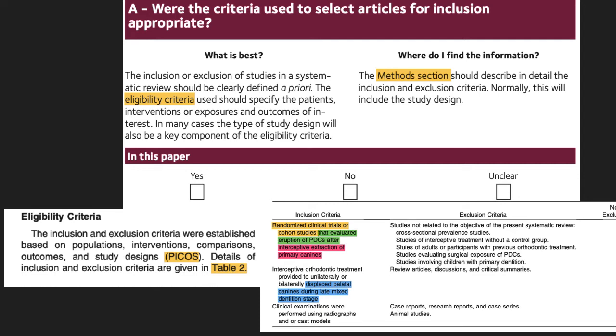The third question: were the criteria used to select articles for inclusion appropriate? The best is that the eligibility criteria used should specify the patients, intervention or exposure, and outcome, like the PICO question. I can find this in the method section. This is written there in the method section. Okay, and the answer is yes, apart from the control group.